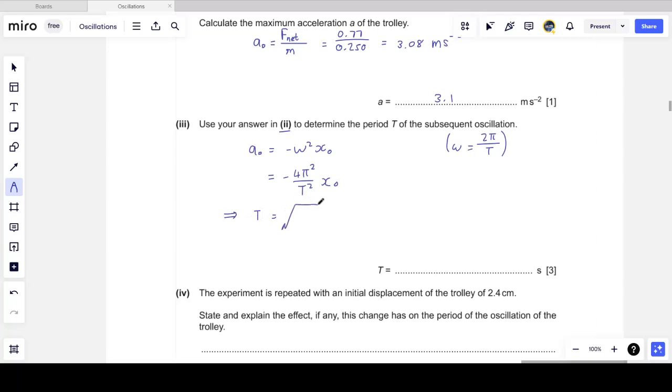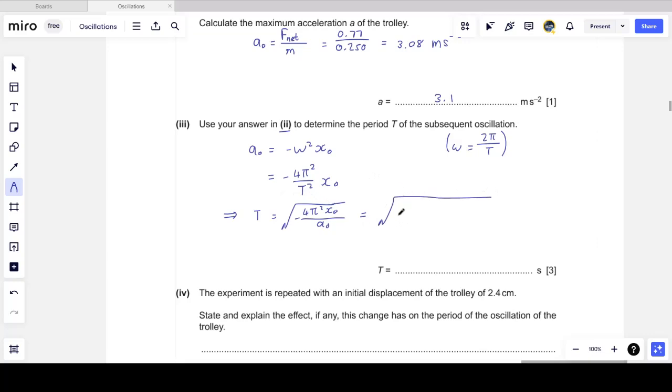And we get the period T is the square root of minus 4 pi squared x naught divided by a naught. If you're worried that there's a minus sign in here, remember that if x naught is positive, a naught is negative, and vice versa. If a naught is positive, x naught is negative. So the minuses will cancel off, and we wouldn't have a minus when we're doing the calculation.